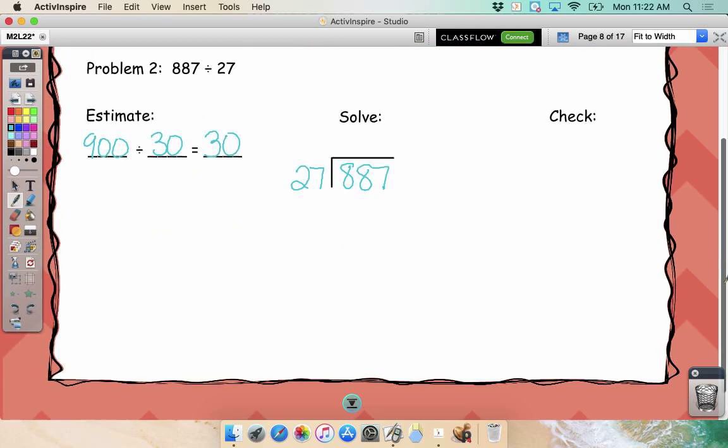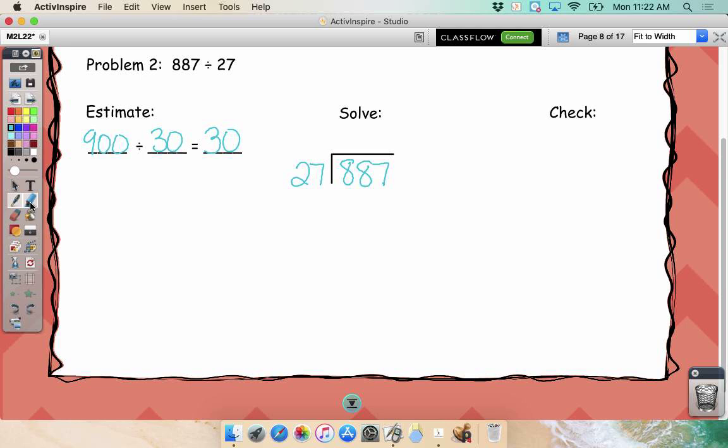Now, I want to add a step in. Remember, if I figure out that this is going to be a 2-digit quotient or 2-digit answer, I'm going to check to see if 27 goes into 88. Does it? Yes. So put the box there. We're just looking at 88 right now.